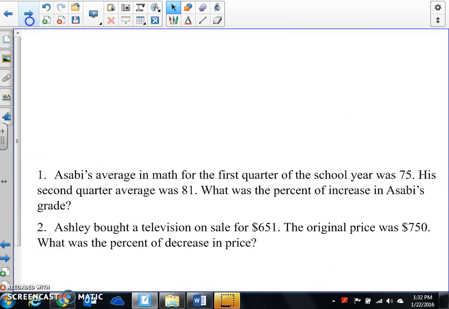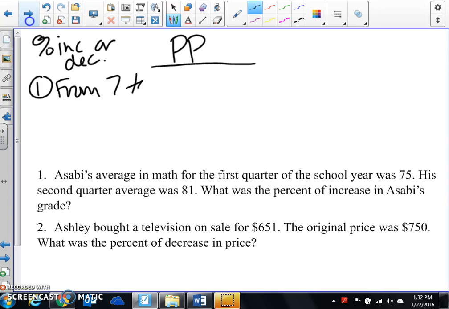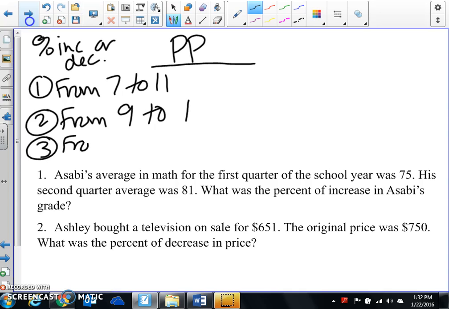Let me go ahead and write them. You have the 2 word problems at the bottom, and then just tell me percent increase or decrease and what the actual number of it is for all of them. So let's go from 7 to 11, from 9 to 1, from 30.8 to 21.7. All right, and then so this would be number 4, and this would be number 5. All right.